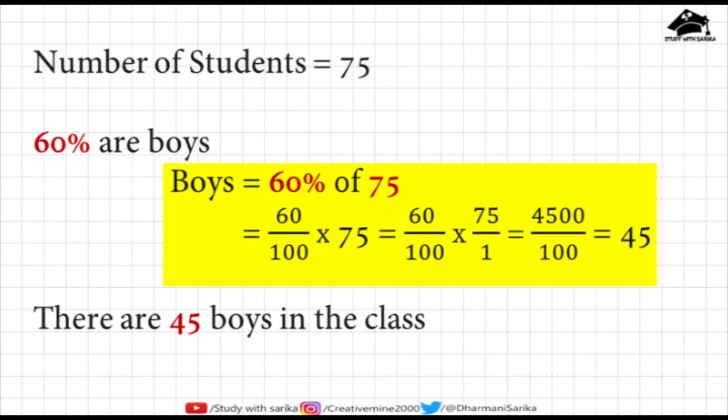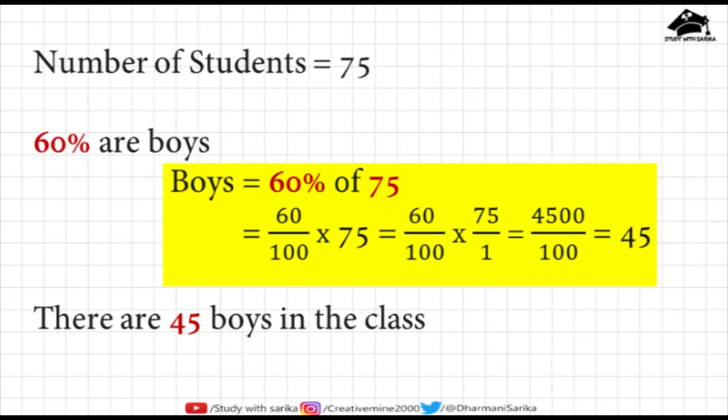So how can we find the number of boys? We have to find 60% of the total number of students in the class. Because after all, there are 75 students in the class, and out of which 60% are boys. So the number of boys will be less than the total number of students, right? So we have to find 60% of 75 students. Now you can correlate this question with how to find a percentage of a number. To find the number of boys, you have to find 60% of 75.